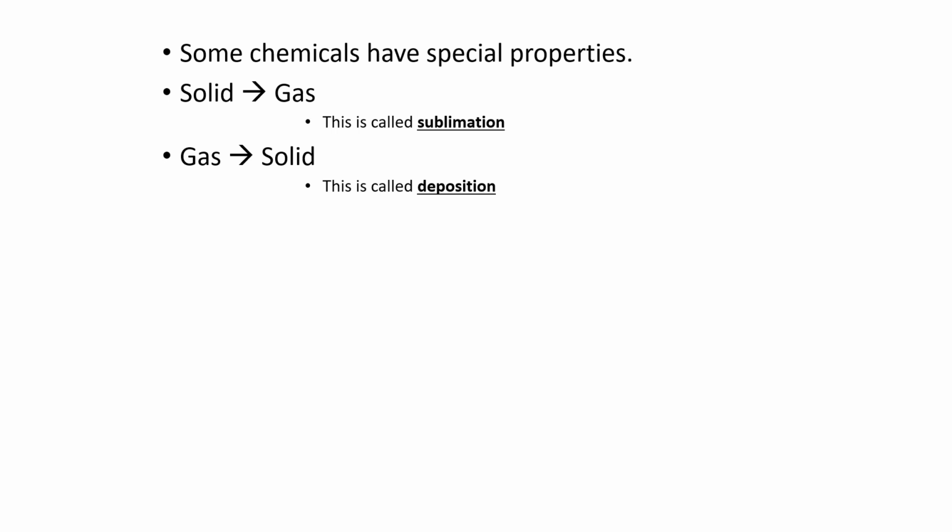Now, some chemicals have special properties in which they skip a step. Like sometimes you have some chemicals that'll go from solid straight to gas. And this is called sublimation. In sublimation, solids change straight into gas. Now, there's not a lot of chemicals that will do this at room temperature, but the one that comes to mind is dry ice. So dry ice, it's not made out of water at all.